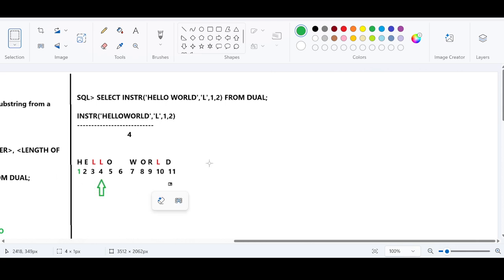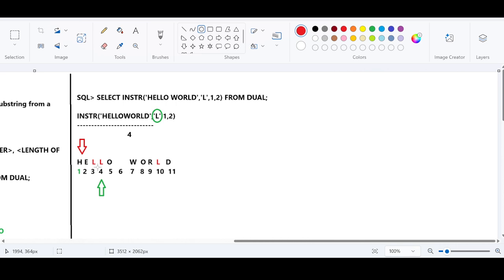From the given string, you make the positions. You know the positions start from 1, right? And you are choosing the character L. So it will try to highlight all the L occurrences. These are the L occurrences in the given string, starting from the position 1. So this is the position 1. Starting from the position 1, you want to get the second L occurrence. This is the first L occurrence and this is the second L occurrence, and you want to get its position.